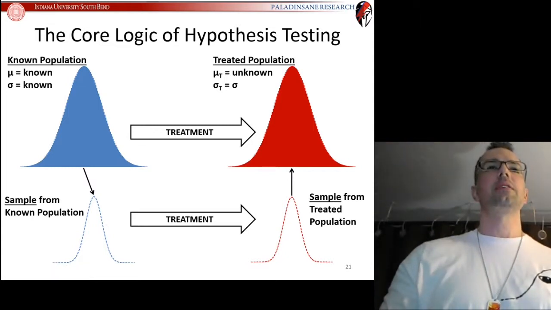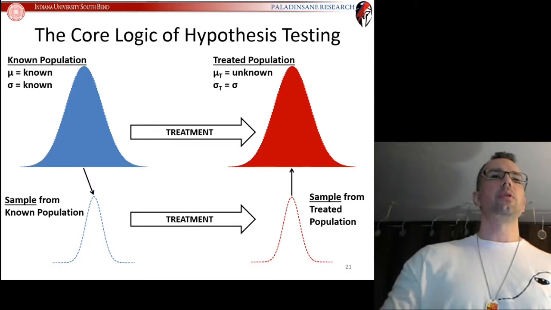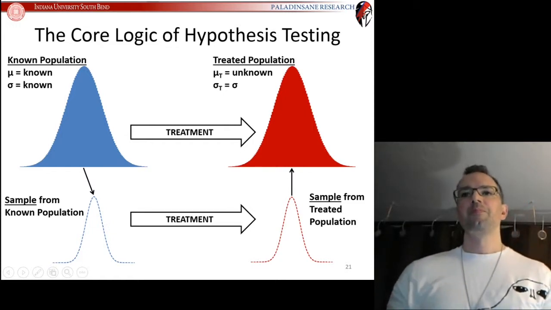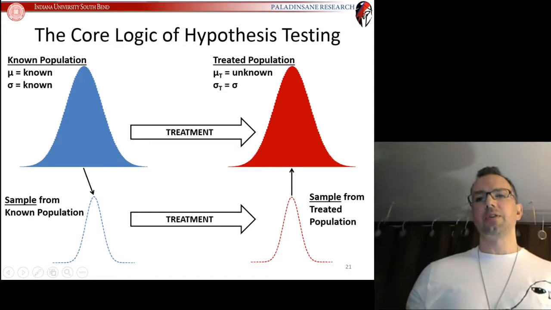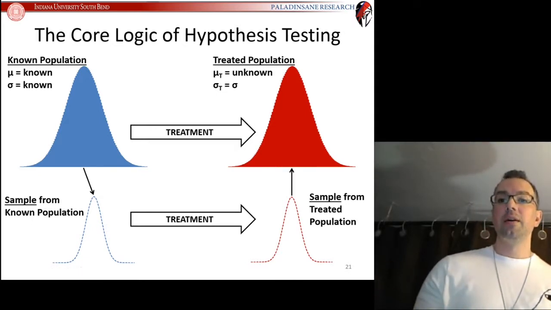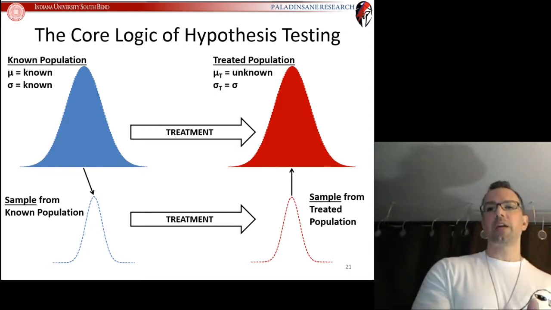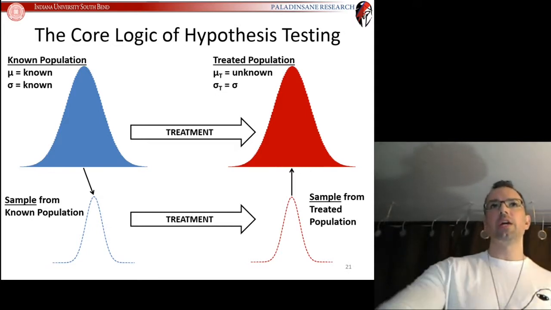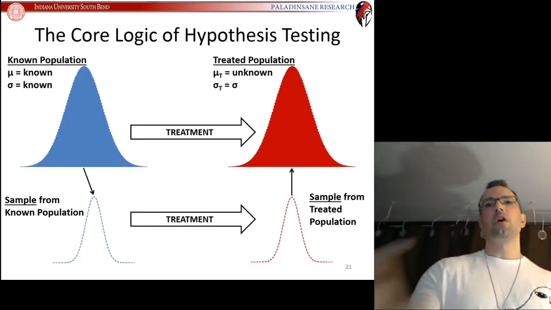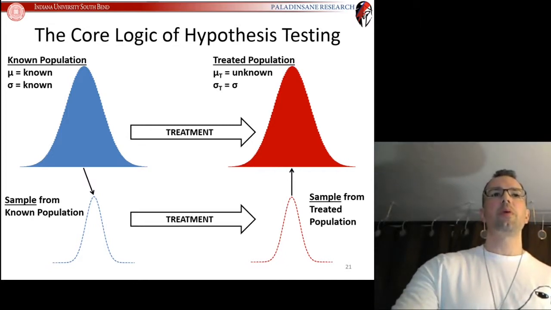Now, the last thing that I'll point out for those of you who are critically thinking about this: one thing we're not going to do to begin with is measure this sample initially. This sample from the known population, we're not going to measure that sample. And that seems rather counterintuitive. That seems like something that should be done. And you're right, it should be. But again, this is just a simplification that we're doing in order to introduce the core logic of hypothesis testing.